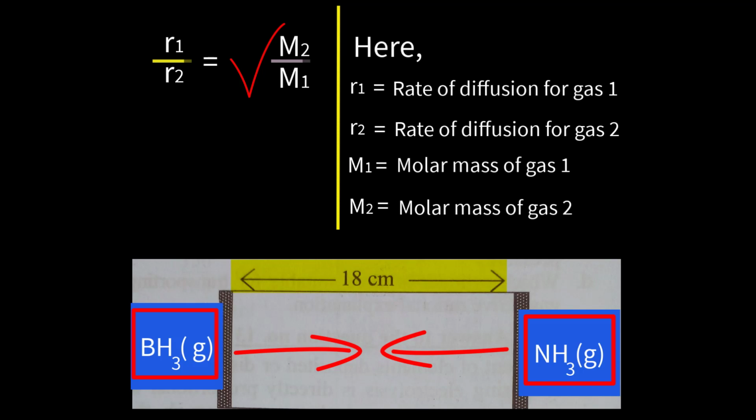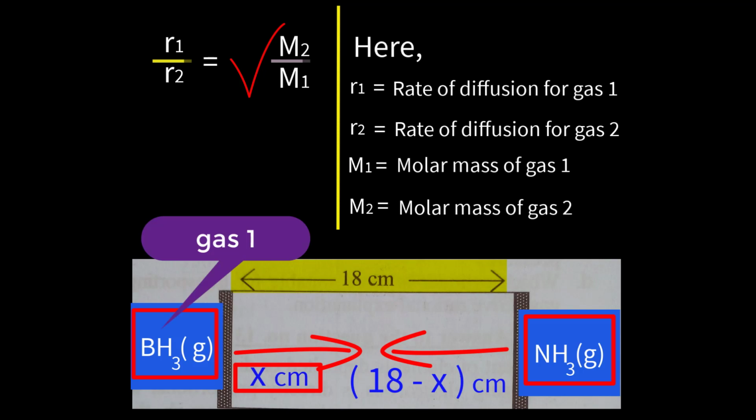Actually, do we know the distance where they can combine together? No, we don't know. So, we can consider the distance x centimeter for any one gas. If we consider the distance x centimeter for one gas, then the distance of the other one must be 18 minus x centimeter.